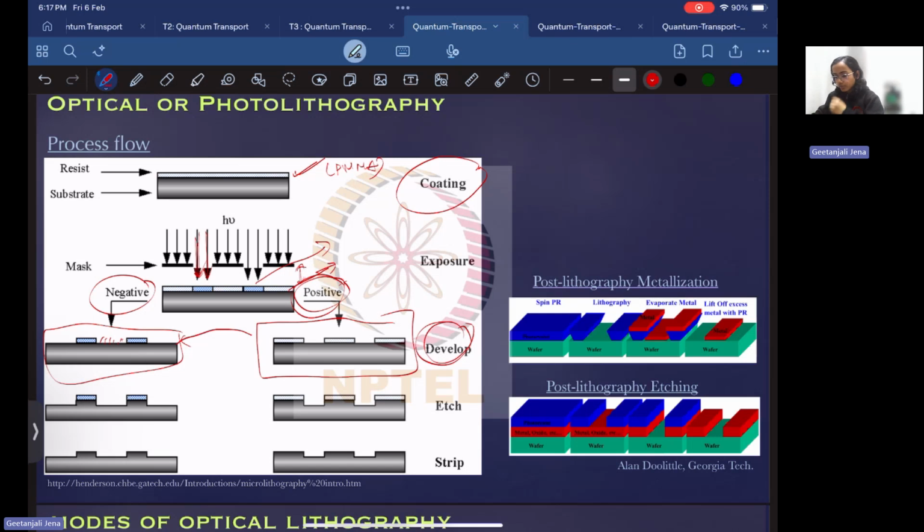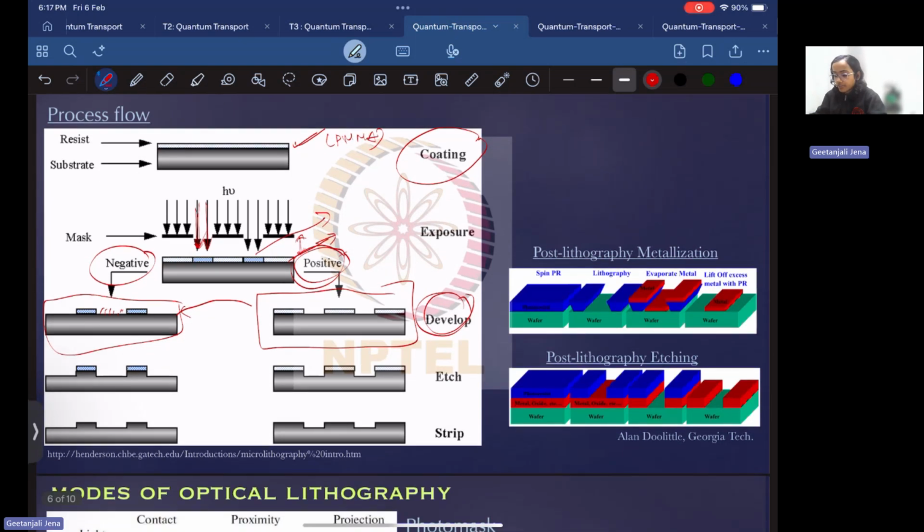Then afterwards, after the develop stage, we can etch the sample that we get to a given dimension using different types of methods. There are wet etching and dry etching. So using that, we can etch the material, or we can also do a metallization where we deposit metal on the surface of this patterned photoresist. So we can do whatever we want to do.